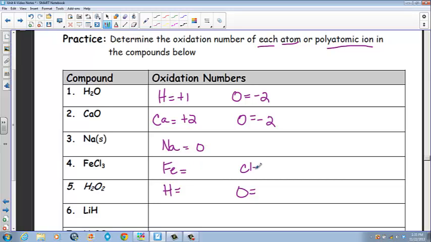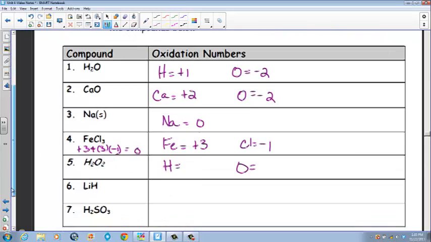Iron can have two different charges here, a +2 or a +3. While chlorine, we know, is always going to be a -1, and we have 3 of those. So in order to balance this out, iron has to be a +3 to get a neutral compound. If we put iron +3 here, then you have 3 chlorines times -1, which equals 0. So you can double check yourself.